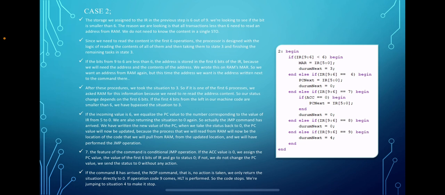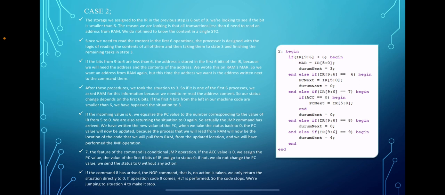If the first 4 bits from the left in our machine code are smaller than 6, we have bypassed the situation to 3. If the incoming value is 6, we equalize the PC value to the number corresponding to the value of IR from 5 to 0. We are also returning the state to 0 again. So actually the JMP command has arrived. We have written the new value of the PC.